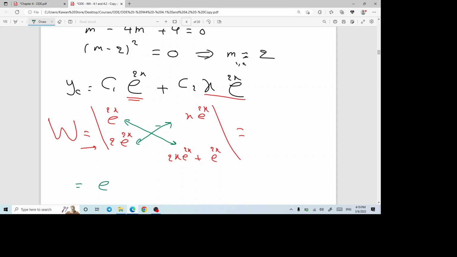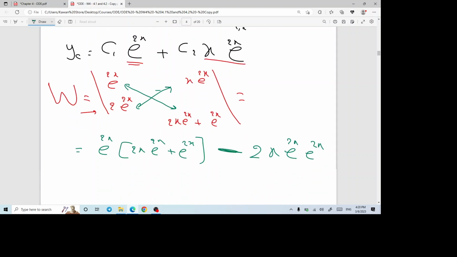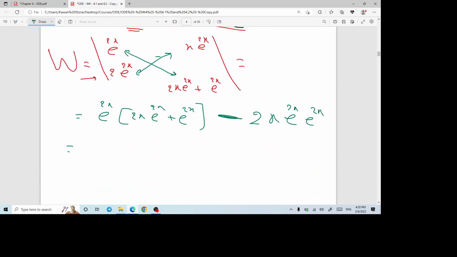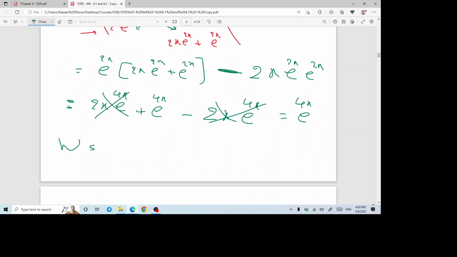So W is equal to what? e to the power 2x multiplied by (2x e to the power 2x plus e to the power 2x), minus the second diagonal, 2x e to the power 2x times e to the power 2x. Am I right? This is the first time, that's why I'm slow. So I'll get 2x e to the power 4x plus e to the power 4x minus 2x e to the power 4x. You can see, am I right? So W is equal to e to the power 4x. Any problem?